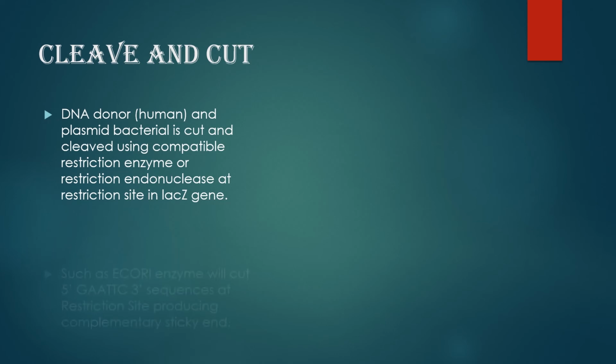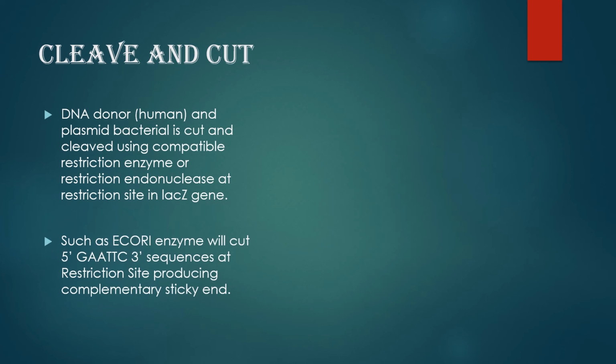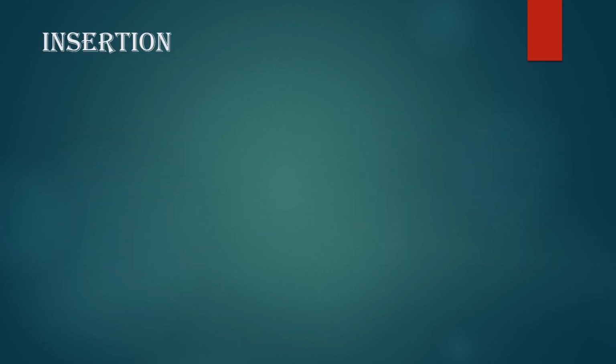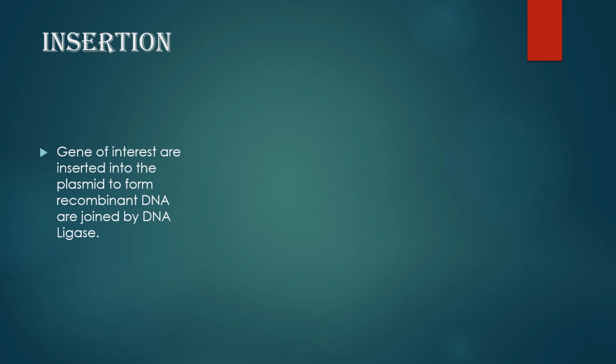such as EcoR1 enzyme, which will cut the 5' to 3' GAATTC sequence at the restriction site, producing complementary sticky ends. Insertion. Gene of interest is inserted into the plasmid to form recombinant DNA, joined by DNA ligase.